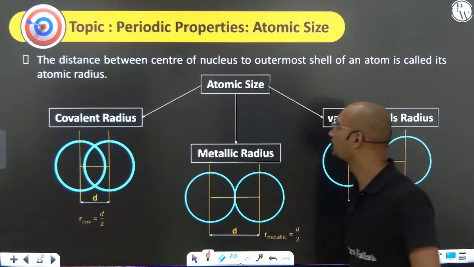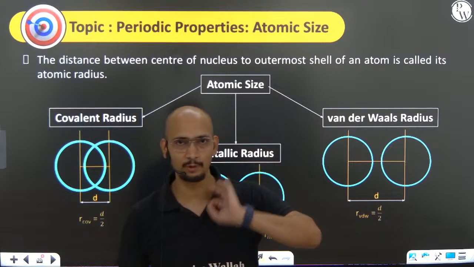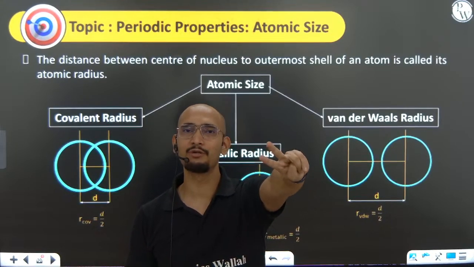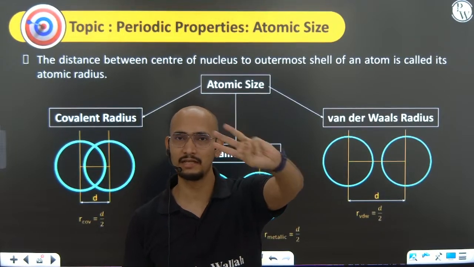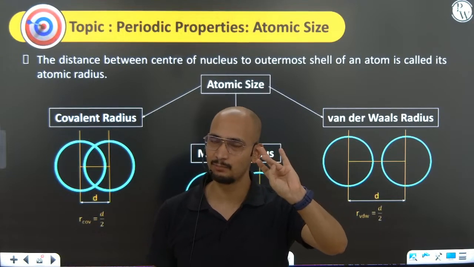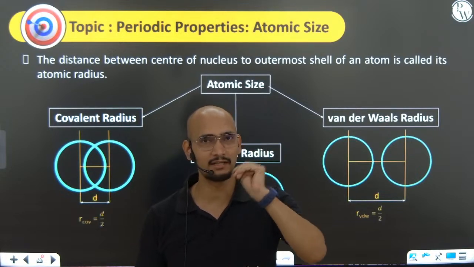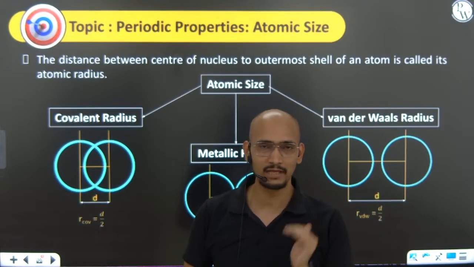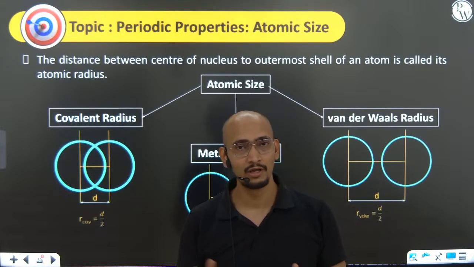Now, the periodic property, that is atomic size. We have come to the periodic properties. So how many periodic properties are there for you to study? Atomic size, then the second one, ionization enthalpy, the third one, electron gain enthalpy, that is electron affinity. We will study both of them, and then at last electronegativity. These four things are in your syllabus, and they and their applications are very important. We are going to solve a lot of questions, so we will complete this theory very fast and go on to the questions.